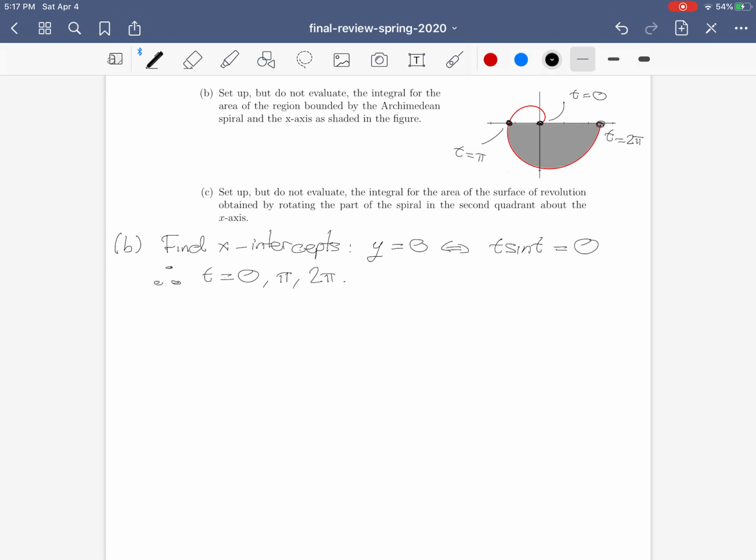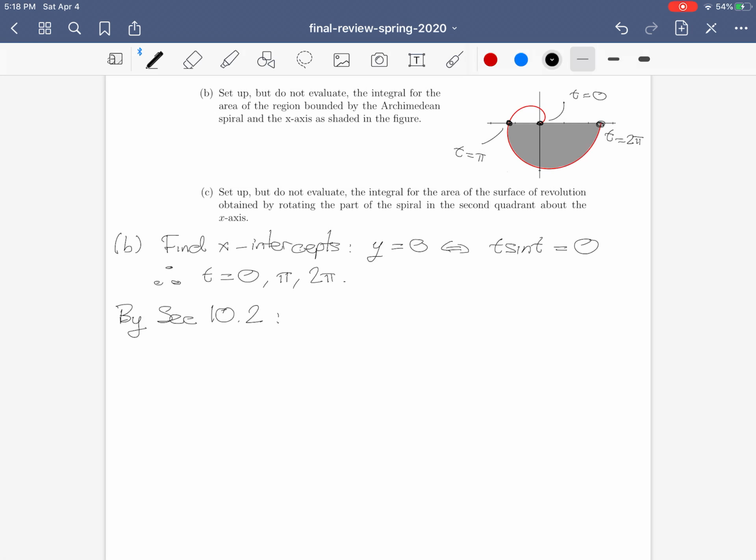Now, once we know these, what we're saying is that this area in grey is the area underneath the parametric curve between t equals pi and t equals 2 pi. Technically, because the curve lies under the x-axis here, it's the area between the curve and the x-axis, so we're going to have to include a negative sign. But the main point is we recognize this as an area under a curve.